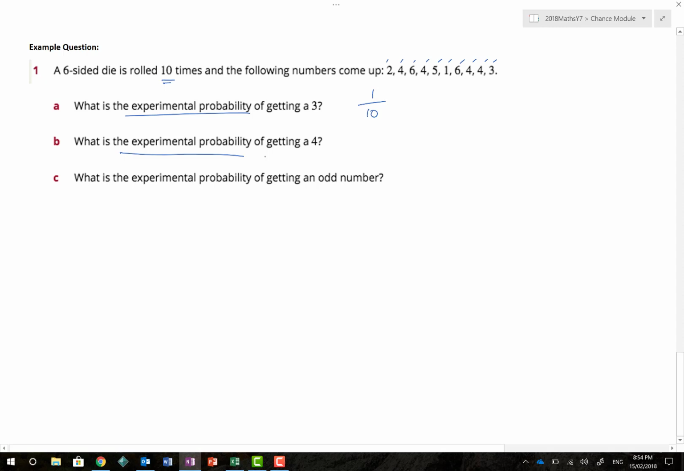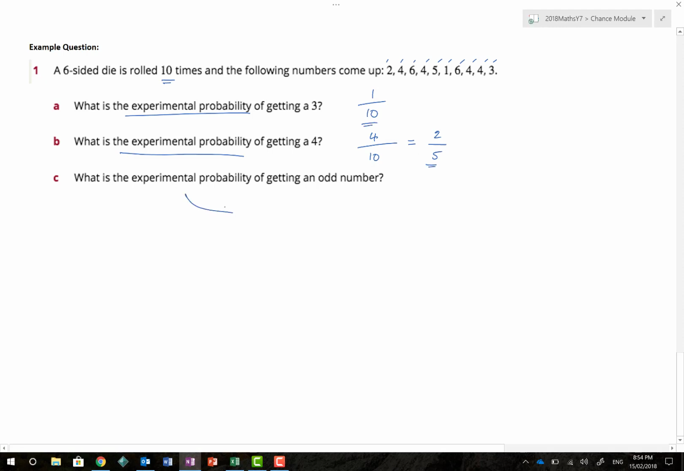There we go. What is the experimental probability of getting a 4? How many 4s are there? 1, 2, 3, 4. There are 4 4s out of how many numbers? 10, which we can cancel down because they're both even numbers, so I halve them. Can they cancel down any more? No. So there is my final answer.